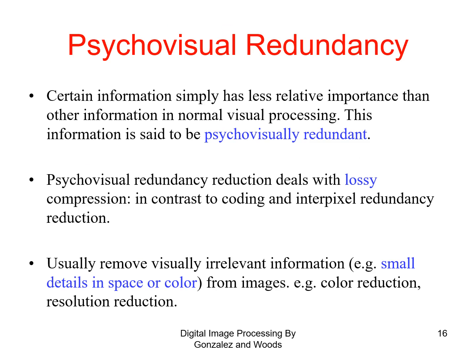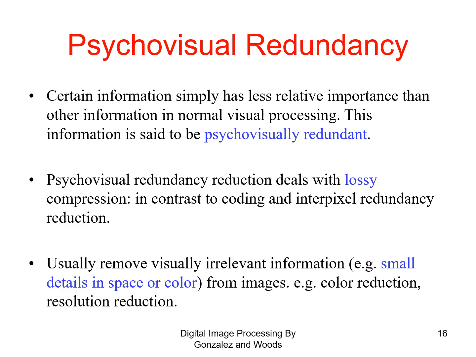The third redundancy technique is psychovisual redundancy. If you want to eliminate this redundancy, you take into consideration inputs from the subject, that is the user. Certain information simply has less relative importance than other information in normal visual processing. This information is said to be psychovisually redundant. For example, contrast, colors or brightness. All these things are subjective, so you can reduce these values and achieve compression.